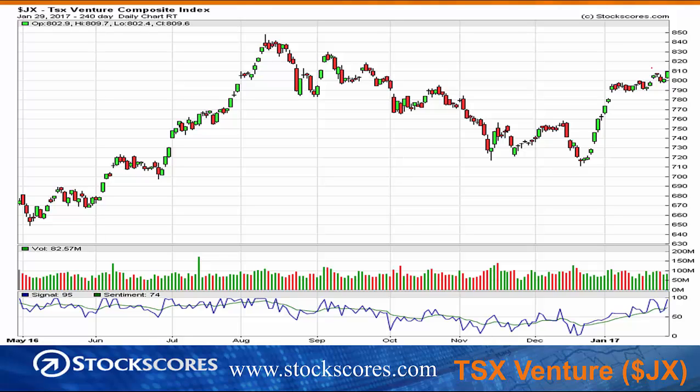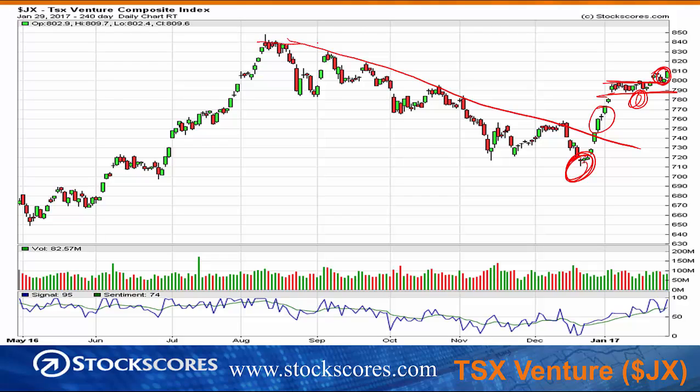TSX Venture has really improved over the last month. Of course, we were in pullback mode there for a number of months. We broke that. Now we've built a rising bottom here. That is our first sign of optimism because we've gone from this low to now a rising bottom. That's a good thing. And we're breaking out of that rising bottom.